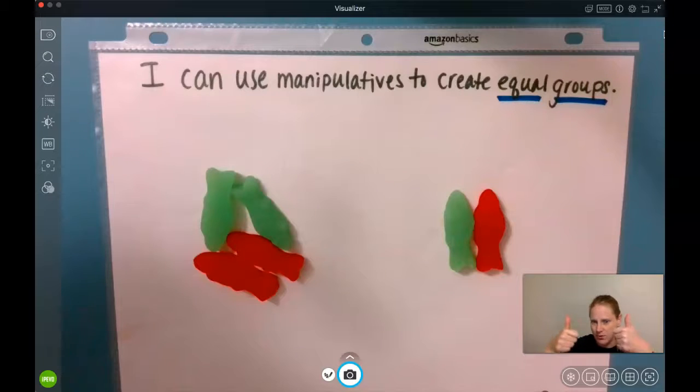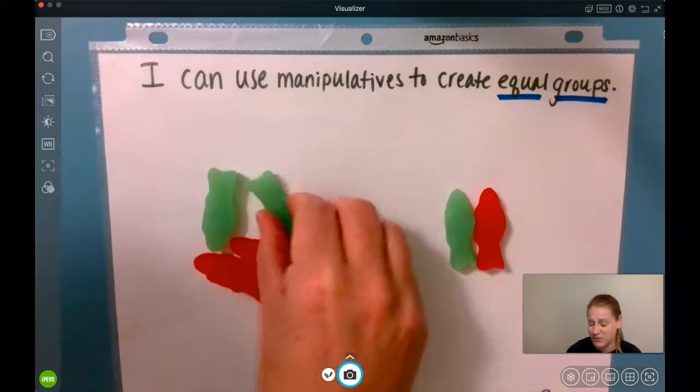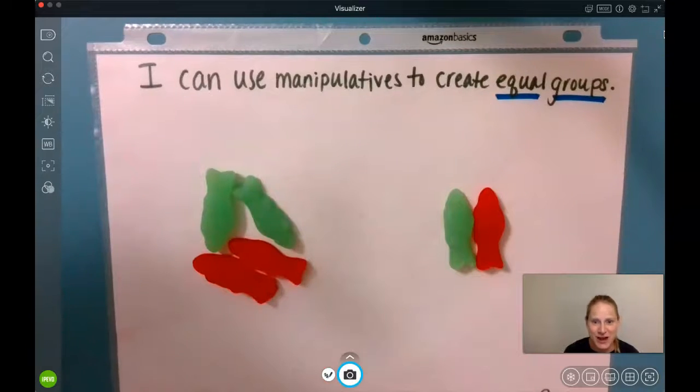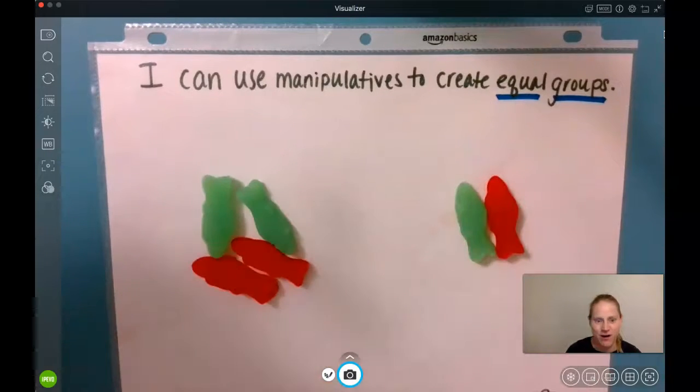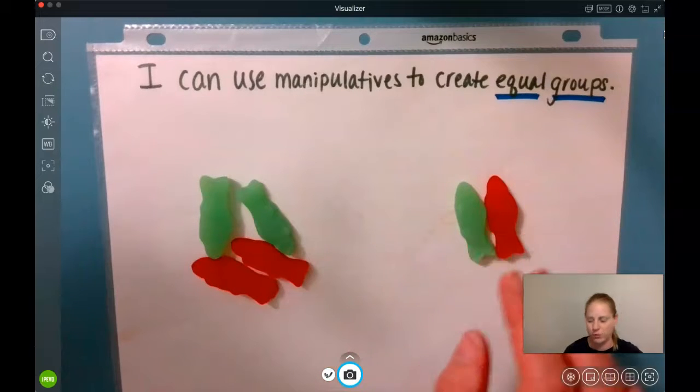Agree? Thumbs up, or disagree? Thumbs down. Nice, I agree. This isn't equal, right? These are delicious Swedish fish. If I were sharing this fish, let's say with my son Jack, and I said, here, Jack, you get 2 fish and I get 4, what would he say? He'd say, no way, Mom, that's not fair. That's not equal, right? So to be equal, we have to have the same number in each group. Nice job, boys and girls.